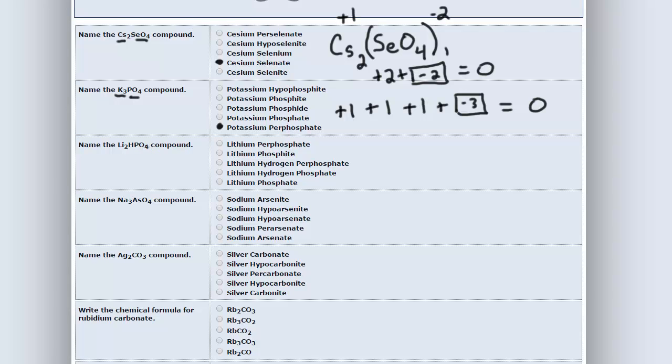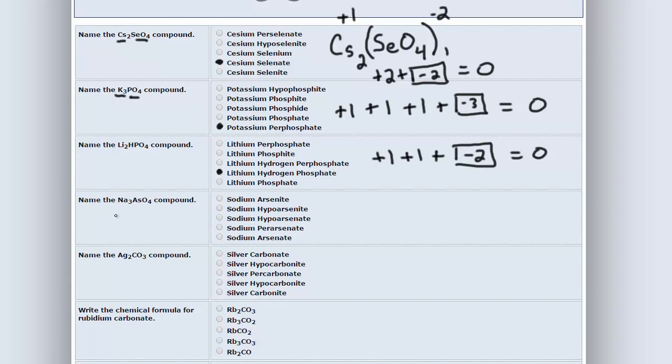Name the Li2HPO4. Well, PO4 is phosphate, so one hydrogen in front of it should be called hydrogen phosphate. And then we have lithium in front of that. So the name of this compound is called lithium hydrogen phosphate. Lithium is a +1, and I have 2 of them, and then hydrogen phosphate must be a what? That's right, a -2 for me to get to 0. Hydrogen phosphate, a -2.